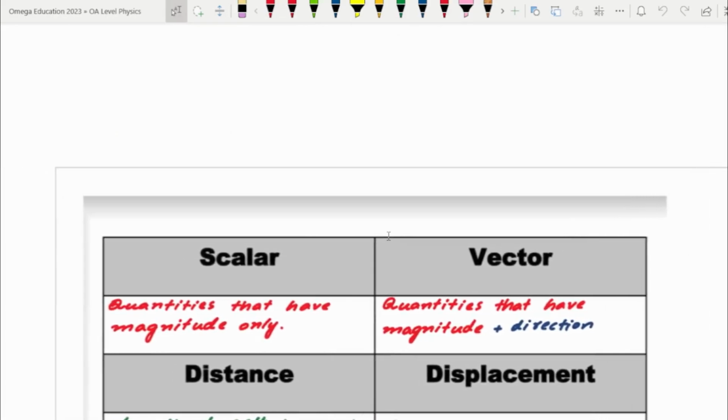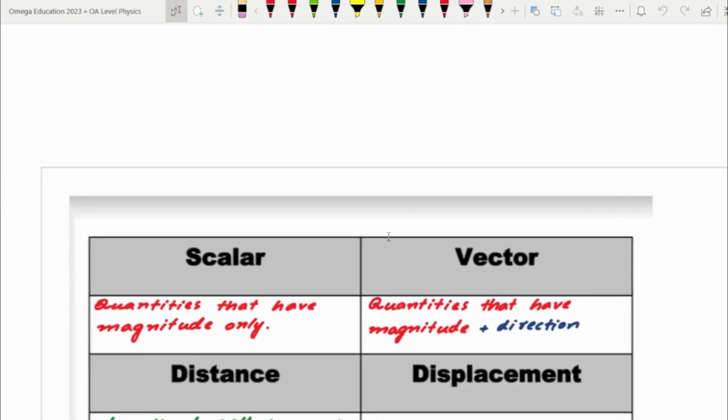We start off with the difference between scalars and vectors, and these are the differences. What are the similarities? The two similarities are that both have magnitude and both have a unit. Many students, when asked for a similarity, are only able to come up with the magnitude. The other similarity is that both of them have a unit.